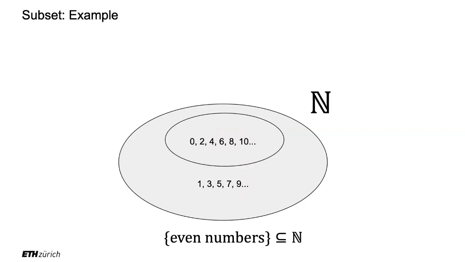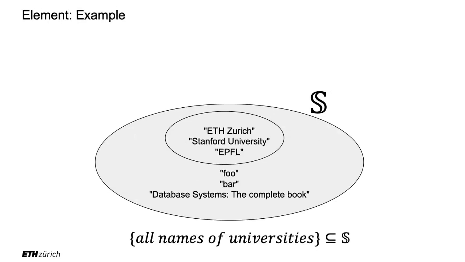Okay, so we have subset. An example here is that all of the even numbers, that's a subset of N, right? Any even number is also a natural integer, right? I just said even numbers. I, of course, mean the ones that are non-negative. All right. So this is another example of subset. Everybody's following? Okay. So now another example is all the names of all the universities. That's a subset of the set of strings. So ETH, Stanford, EPFL, and so on.